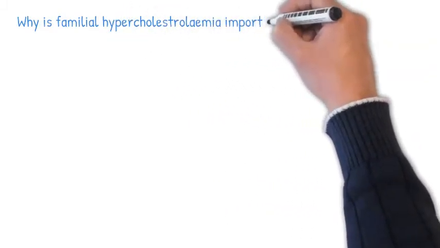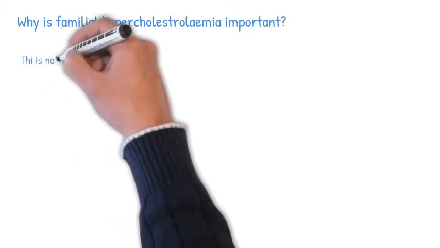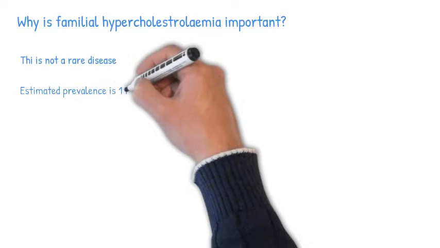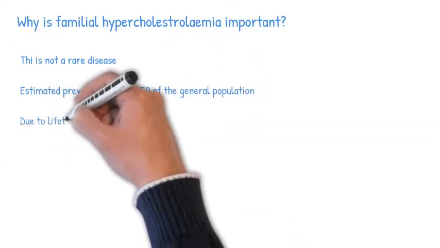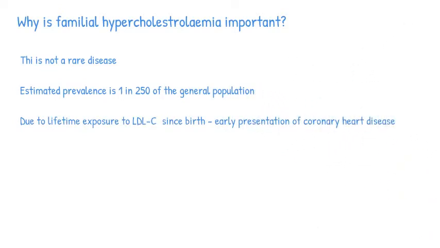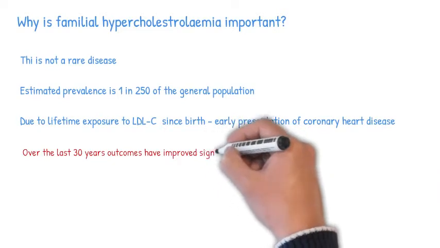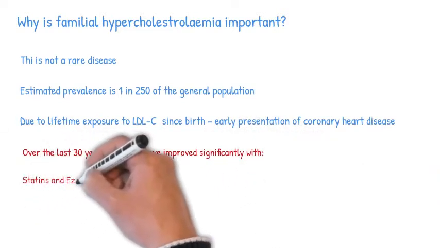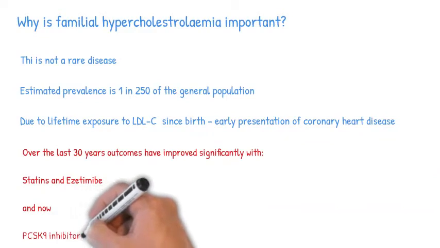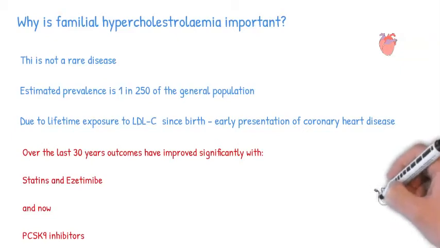Why is familial hypercholesterolemia so important? Well, it's not a rare disease. It occurs in about 1 in 250 people in the population. And those people will have a lifetime exposure to higher than normal levels of low-density lipoprotein, which could precipitate an early presentation of coronary heart disease. It's important to notice that over the last 30 years, the management of high cholesterol has improved significantly with the introduction of drugs such as statins and ezetimibe, and also the newer drugs such as the PCSK9 inhibitors, all of which have made a real difference.